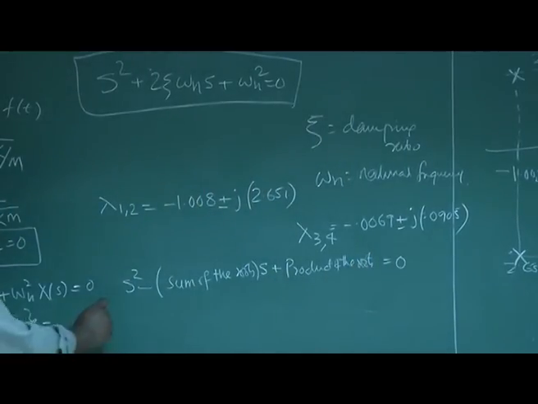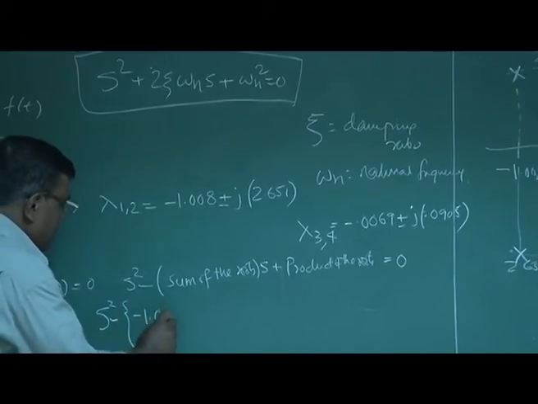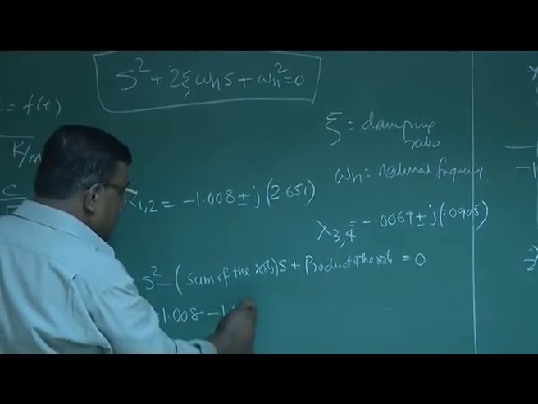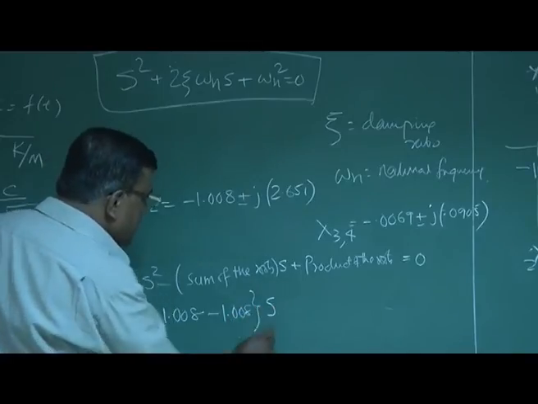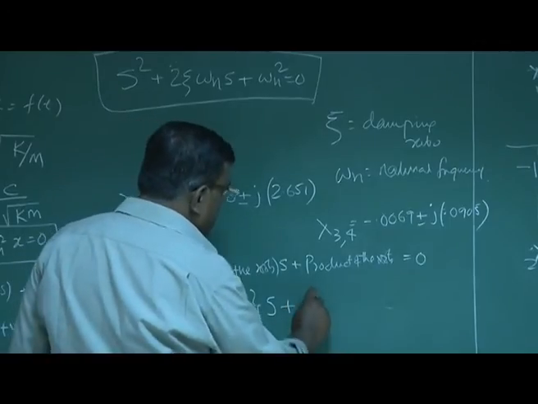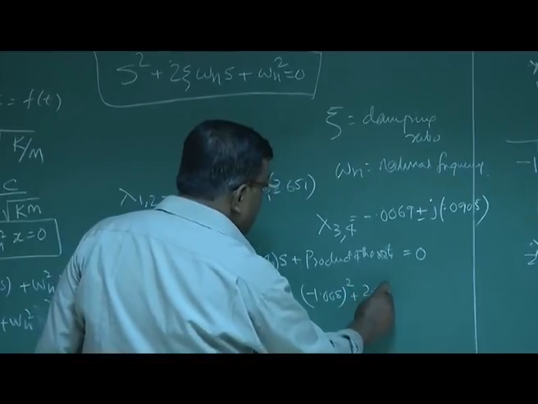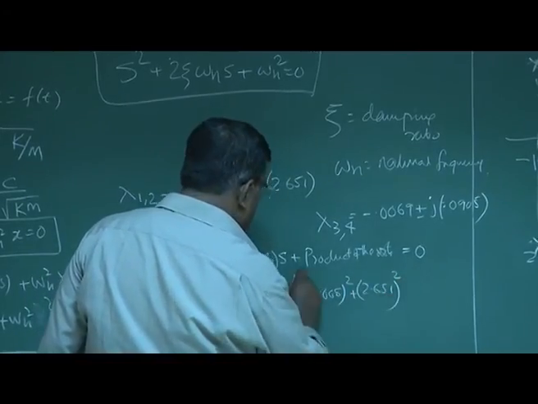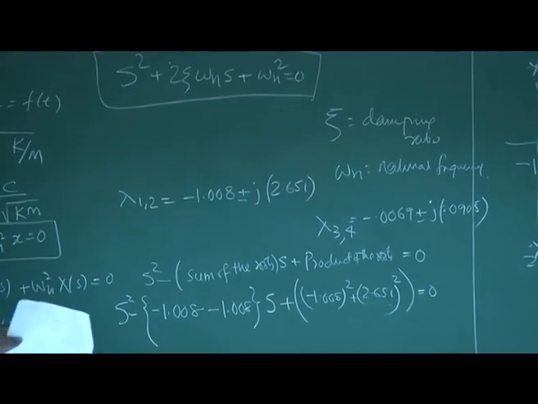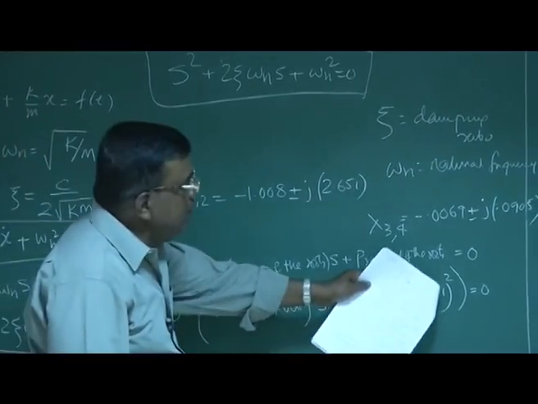So what is the meaning of that? S square minus the sum of the roots. The sum of the roots means minus 1.008, and this plus and minus this will get cancelled. So again minus 1.008, into S, correct? Plus the product. The product you can understand will be minus 1.008 whole square plus 2.651 whole square. This will be equal to 0. So you will get an equation of S square, some number S, some number, equal to 0.